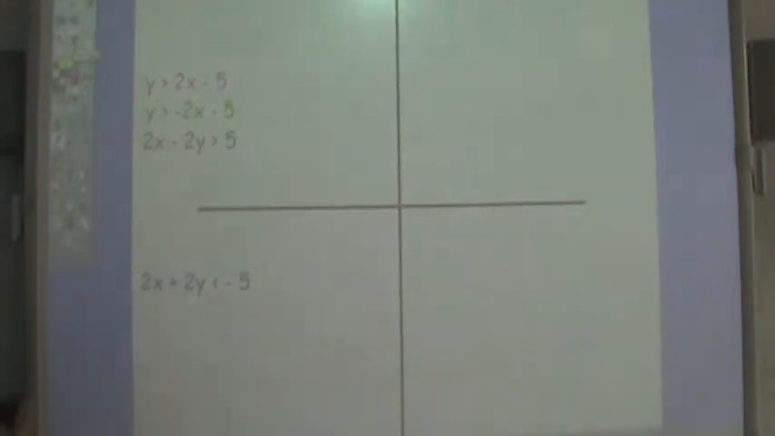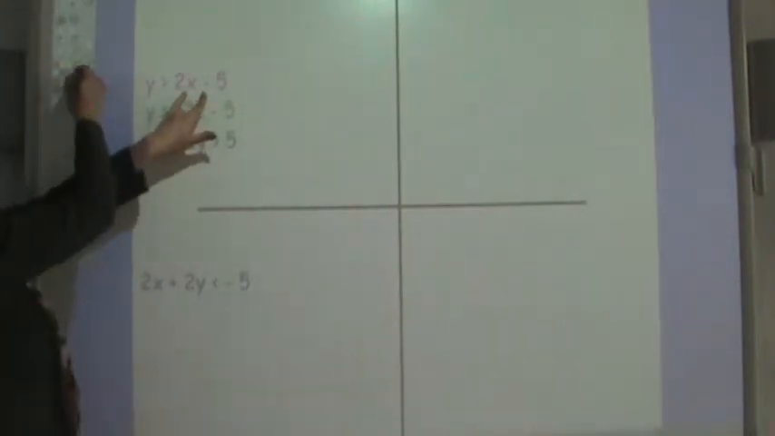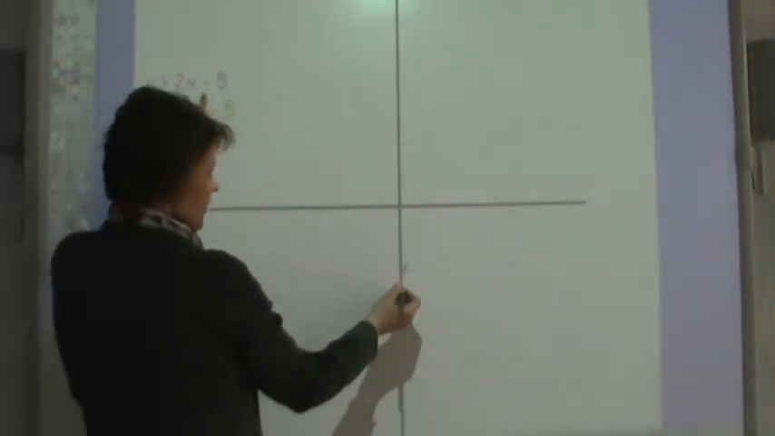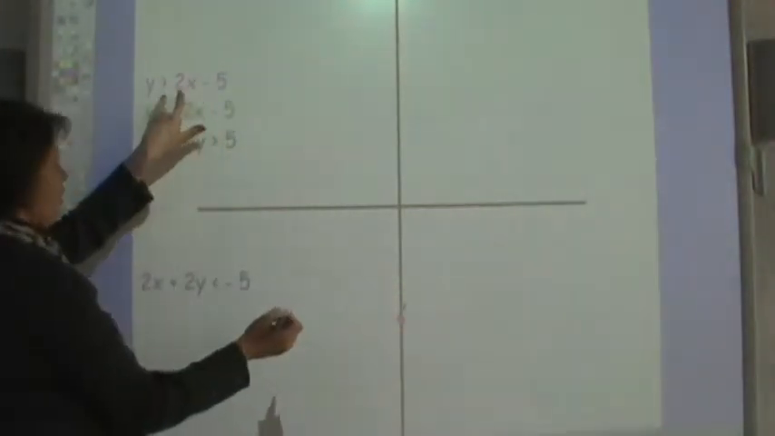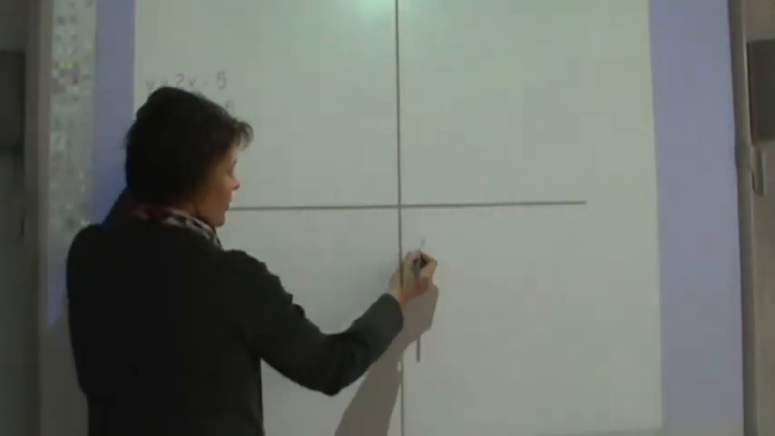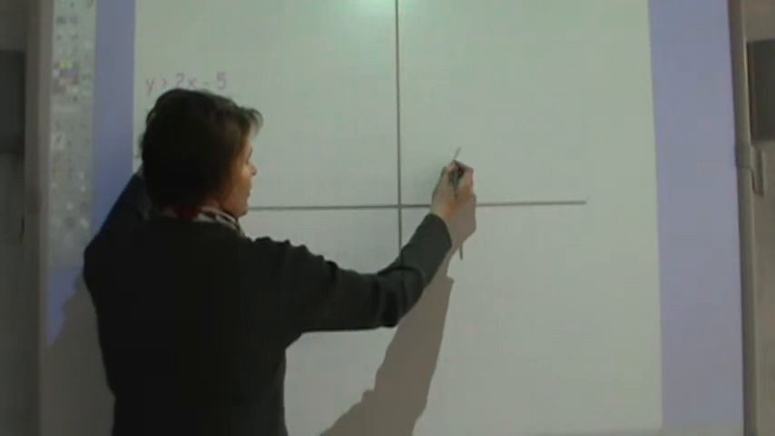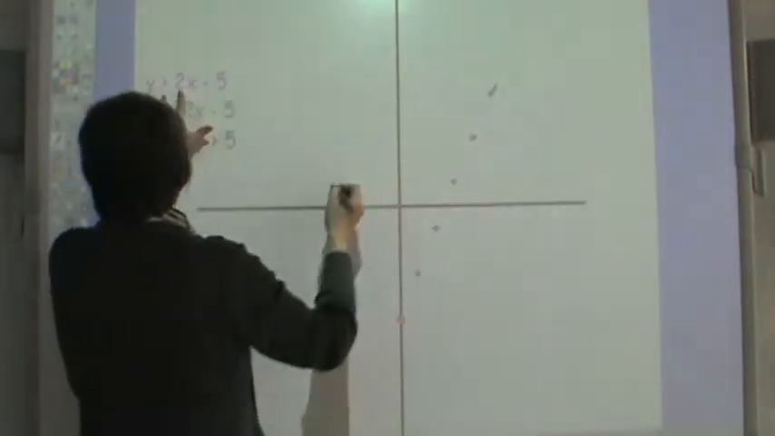All right, last one. We're going to do all 4 of these on the same graph, and then we're going to see what shape we get. So we'll start with this one. Starts at -5. And we're going to go up 2/1. And dashed.